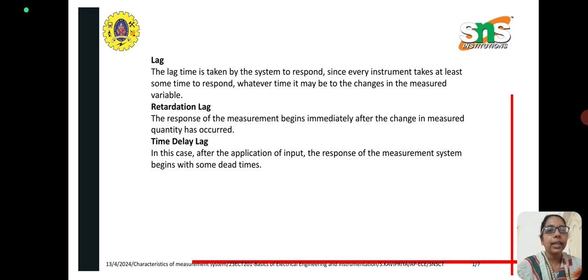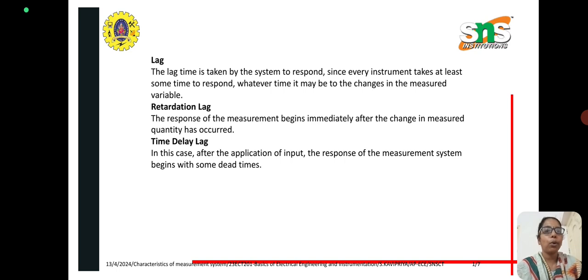And next is retardation lag. The response of the measurement begins immediately after the change in the measured quantity. We call it a retardation lag. Time delay lag: in this case, after the application of input, the response of the measuring system begins after some dead time. Then we call it a time delay lag.